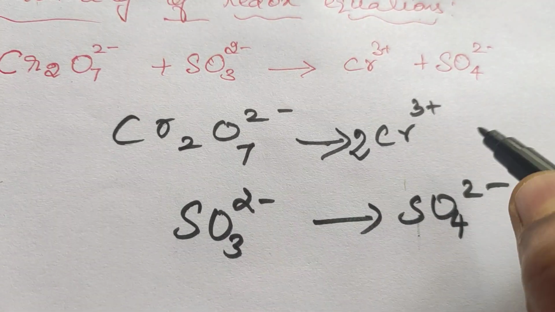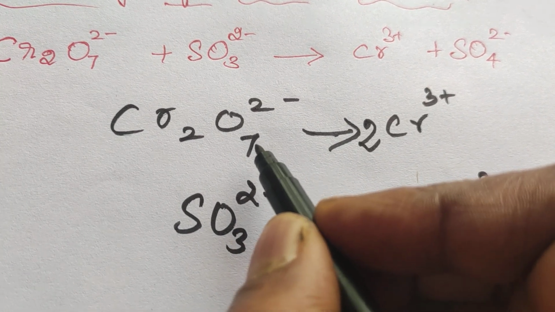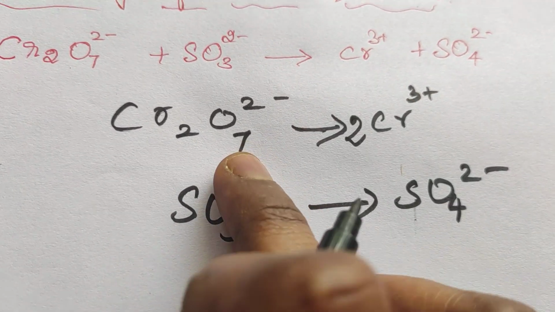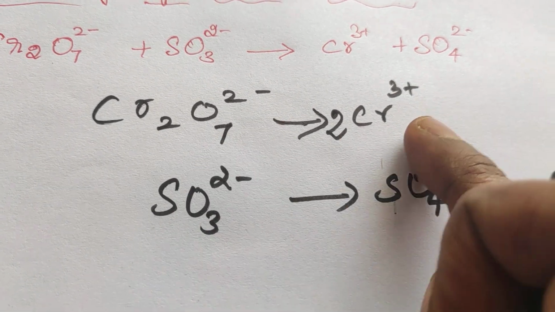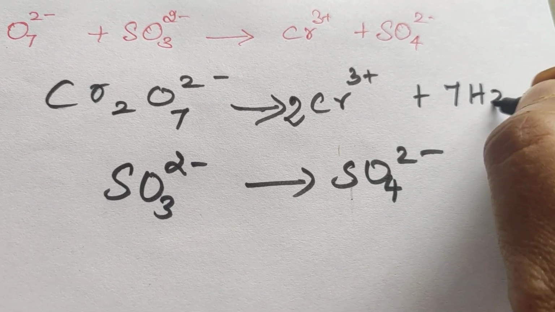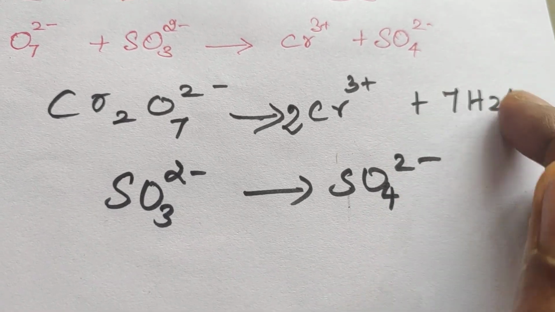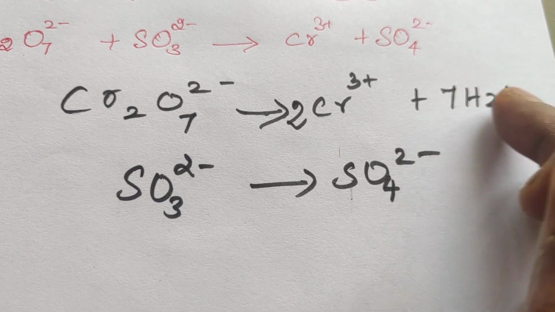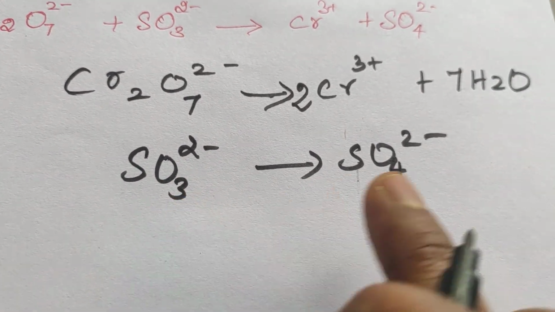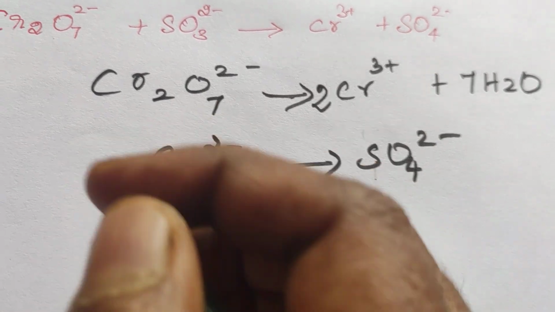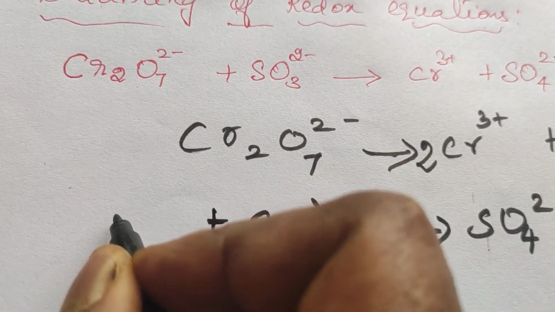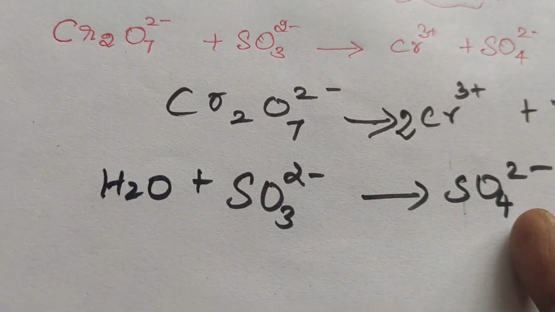Then next step, step 3. That is step 3: balance oxygen by introducing water. So here 7 oxygens are there in the reactant side. Product side no oxygen. So you will introduce 7 water molecules to balance oxygen. The second equation also in the same way. Here 3 oxygens are there, here 4 oxygens are there. So I will introduce here only the shortage, reactant side. So I will introduce 1 water molecule to balance that extra oxygen.